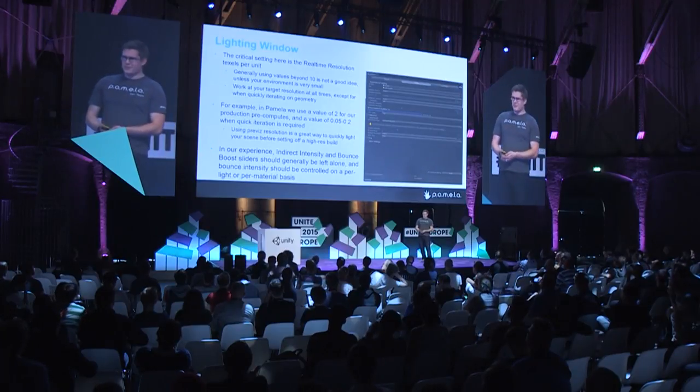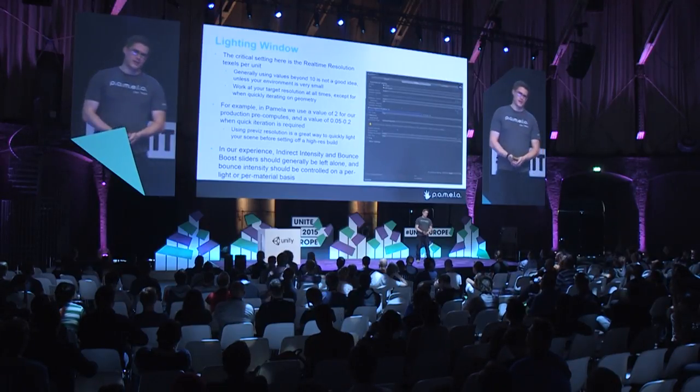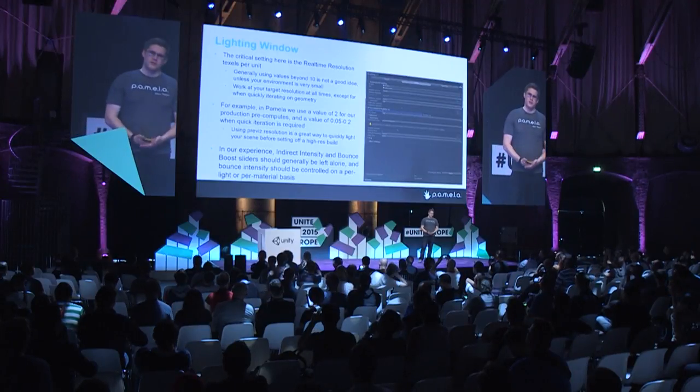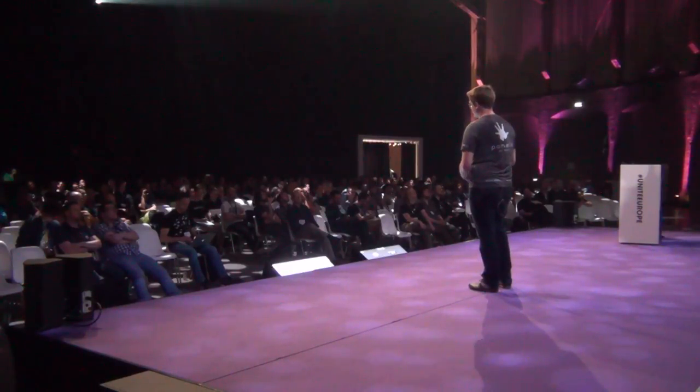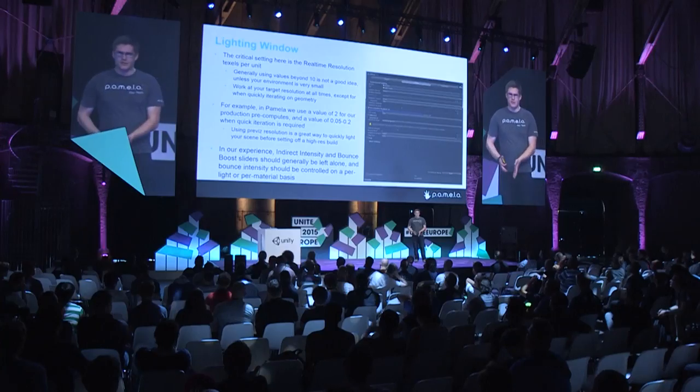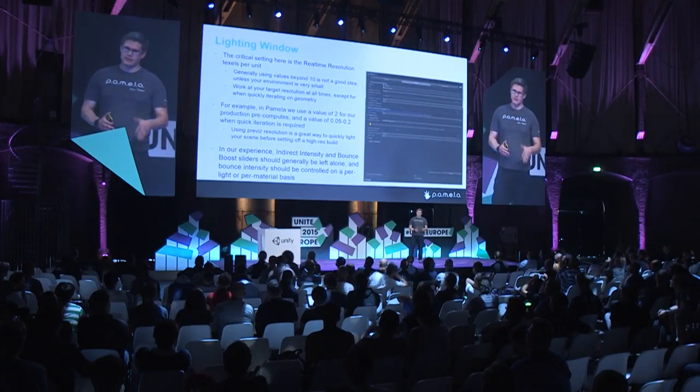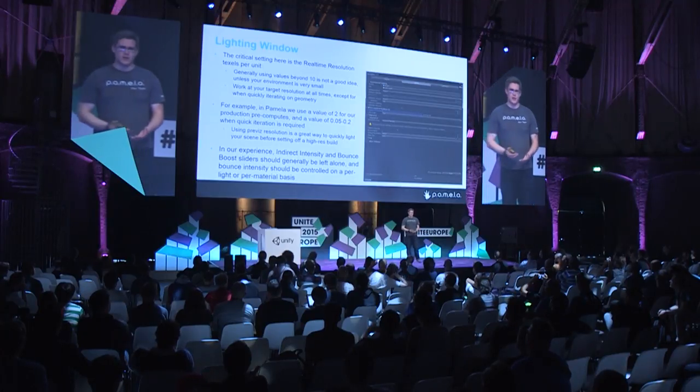I'm not going to go too deep into the lighting window because Casper already did a really great job here. I'm just going to focus on a couple things. The main setting you want to be really careful with here is the resolution. The resolution is directly related to your final quality. It's also directly related to your pre-compute times and the actual cost of running and updating Enlighten. This is going to vary from game to game, of course. I've found generally values beyond 10, even in a very small scene, start to blow up and get unmanageable pretty quickly.